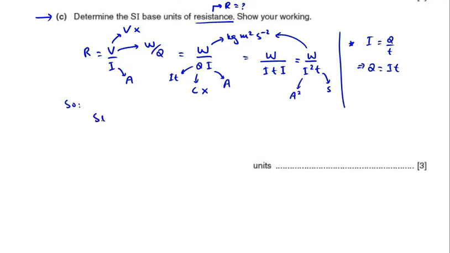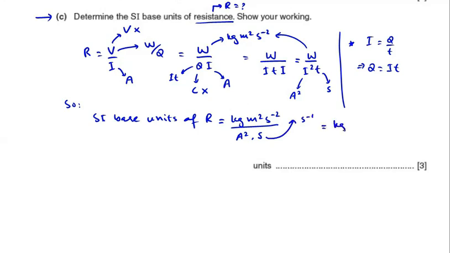So SI base units of resistance are equal to SI base units of energy, which are kilogram meter squared per second squared, over SI base unit of current squared, which is ampere squared, times SI base unit of time, which is second. Students, this second in the denominator when shifted to the numerator becomes second inverse, and the whole expression simplifies to kilogram meter squared per second cubed per ampere squared. So these are the SI base units of resistance.